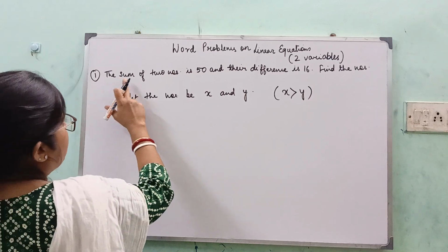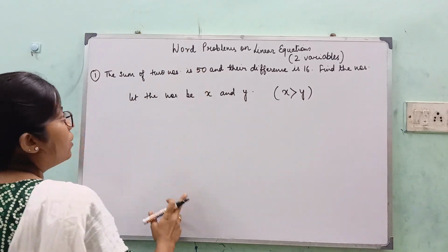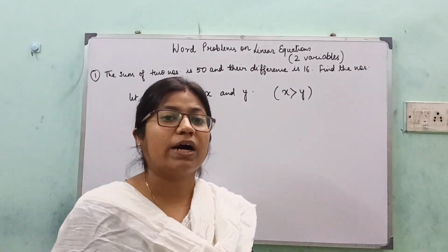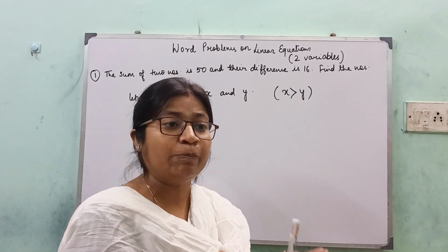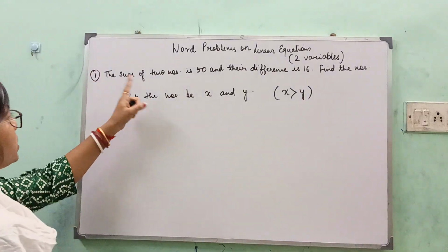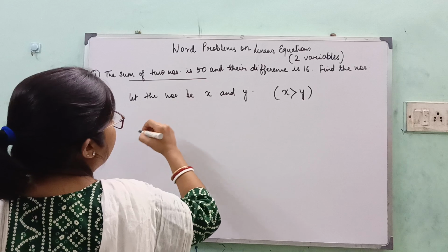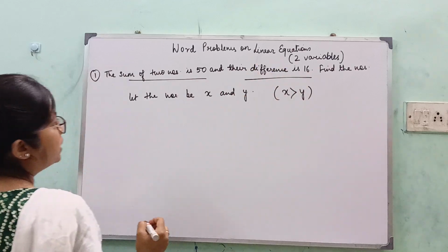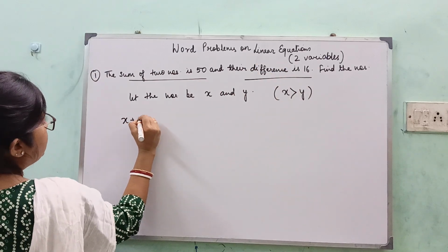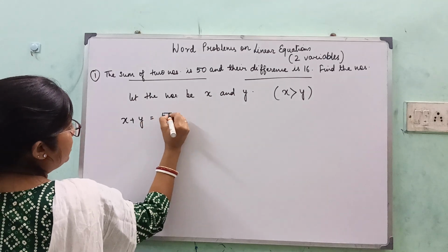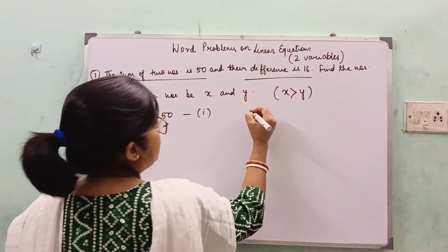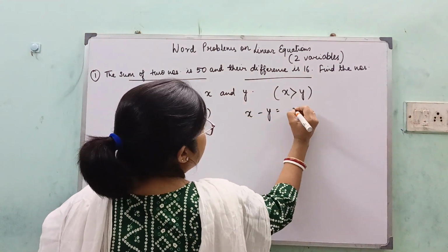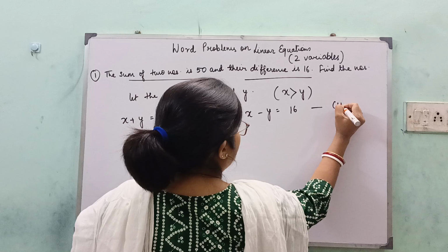So it is given that the sum of two numbers is 50. Now in these kind of sums you will see there are two conditions. So you have to trace those two conditions and put them in the equation form. The sum of two numbers is 50, this is one condition. The difference is 16, the other condition. So x plus y is 50, this is one condition which is giving you equation 1. And the difference, so x minus y is 16, this is the equation 2.